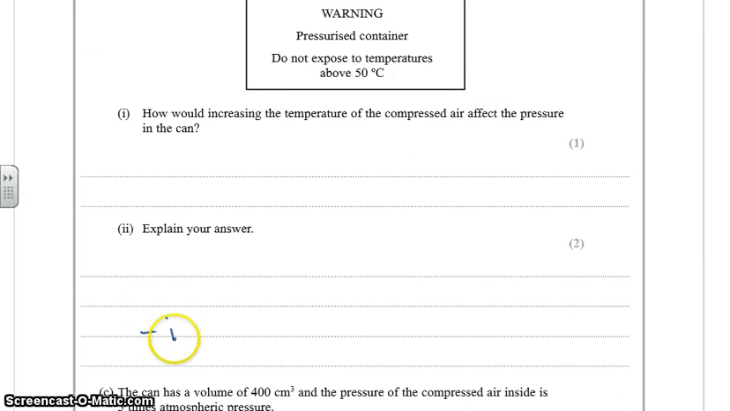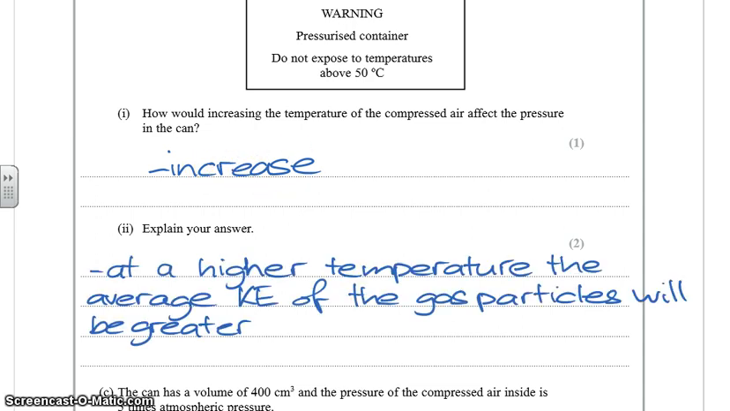It's going to increase the pressure in the can, and now we've got to explain our answer. So when we increase the temperature, then we're increasing the speed, or the average kinetic energy, of the gas particles.